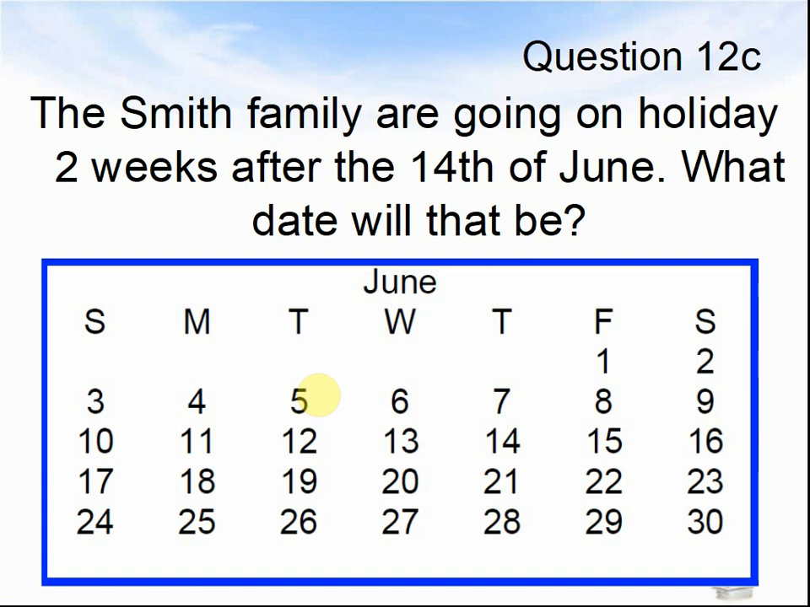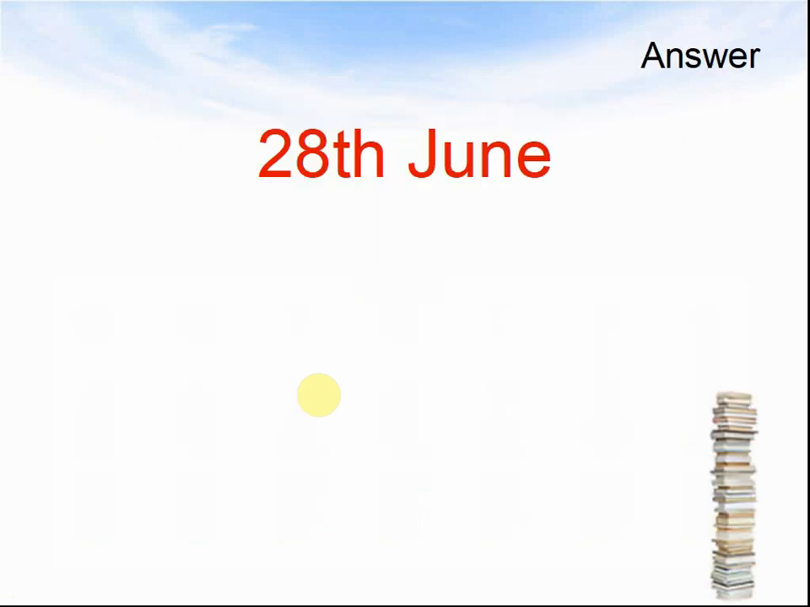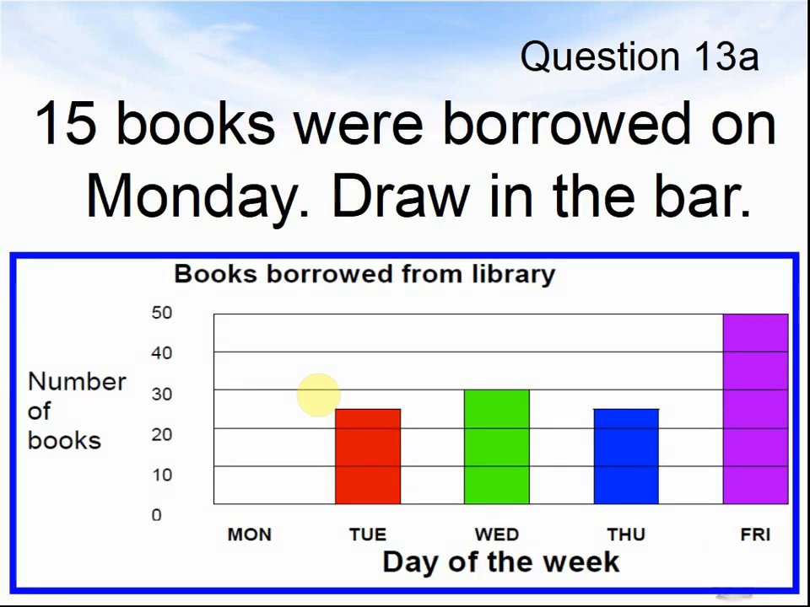The Smith family are going on holiday for 2 weeks after the 14th of June. What date will that be? Pause the video until you are ready to see the answer. Here comes the answer. 28th of June. Let's look at the next question.